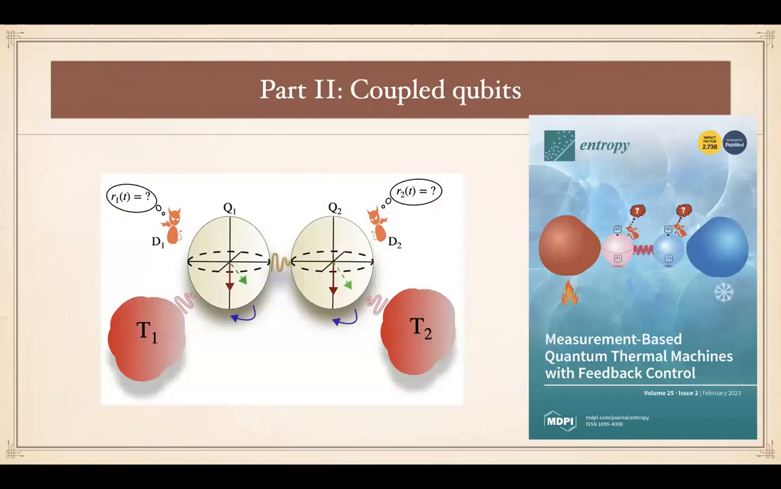So that was the story about the single qubit. Now we wanted to move on to a couple of qubits, and we published this paper recently, and it was highlighted as the cover of the Entropy journal, the February volume of it. So it was a nice thing, a good advertisement, I think.